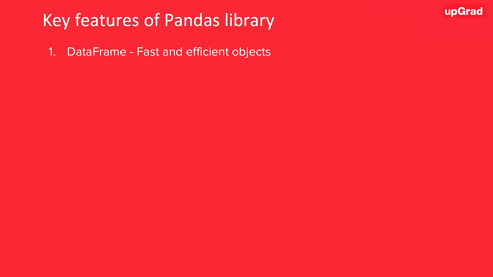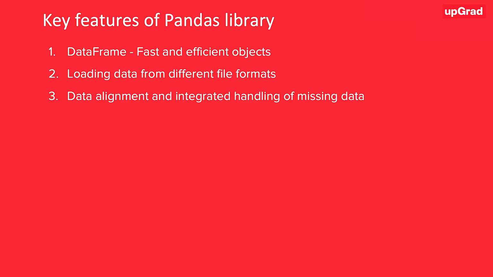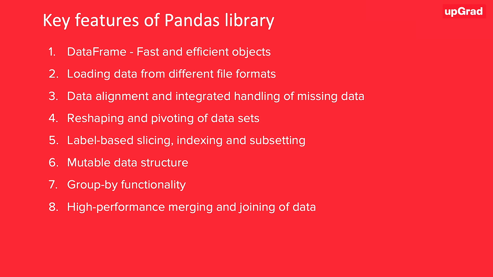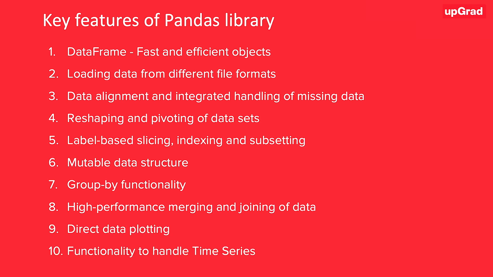The key features of Pandas libraries are fast and efficient data frame object with the default and customized indexing, tools for loading data into in-memory data objects from different file formats, data alignment and integrated handling of missing data, reshaping and pivoting of datasets is also very simple using Pandas, label-based slicing, indexing and subsetting of large datasets help access data smoothly, mutable data structure for an easy add, delete and update facilities, even deleting or merging of columns is easier, group by functionality for data aggregations and transformations, high performance merging and joining of data, direct data plotting, and functionality to handle time series.